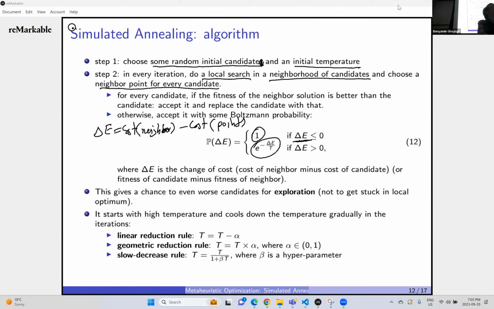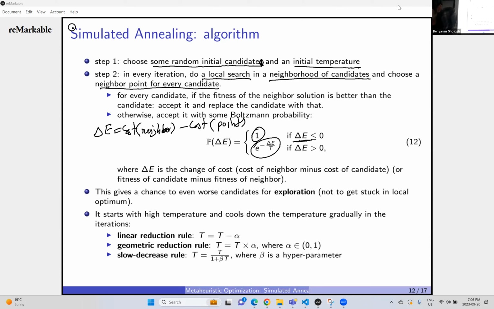Maybe the Boltzmann distribution. What is its parameter? Temperature T. I want this probability to be large initially. For this to be large, the power in e to the minus delta E over T should be large. So minus delta E over T should be large. Therefore, delta E over T should be low. Therefore, T should be large.